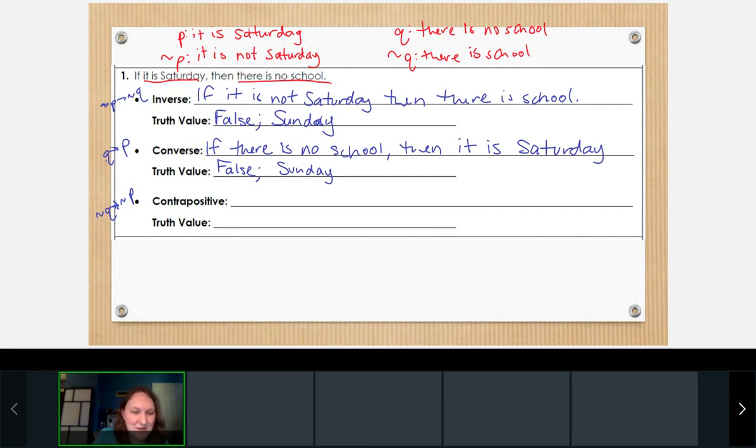So contrapositive says, if not Q, then not P. So we're going to write if, and then what our not Q was, there is school. Then, and we'll write not P. Not P is, it is not Saturday.